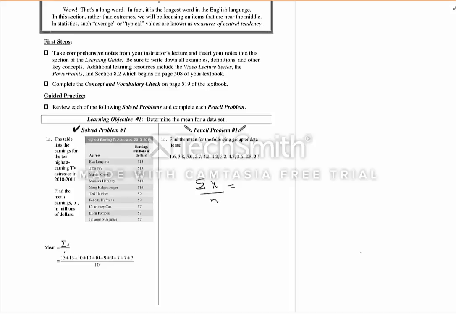In 8.2, we're looking at measures of central tendency. We're going to start out looking at mean. Mean is the sum of all the items divided by the number of items.